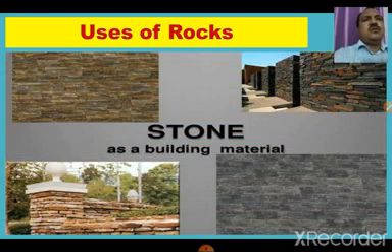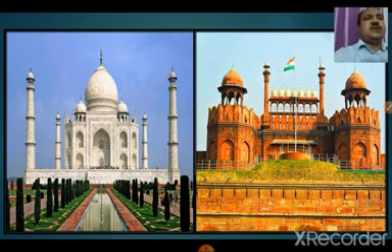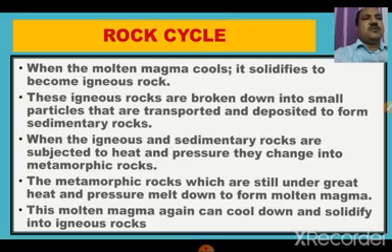Then next you are going to learn about the uses of rocks. As you know, rocks are used for making different things. These are some of the stones that are used as building materials. Then two other great monuments of our country are the Taj Mahal and the Red Fort. The Taj Mahal is made up of white marble and the Red Fort is made up of red sandstone. So here also rocks have been used to make these monuments.